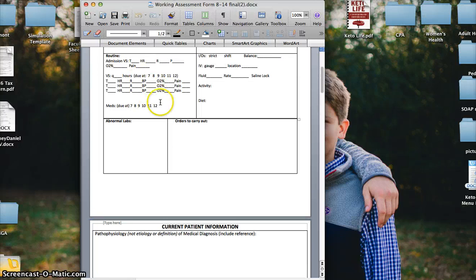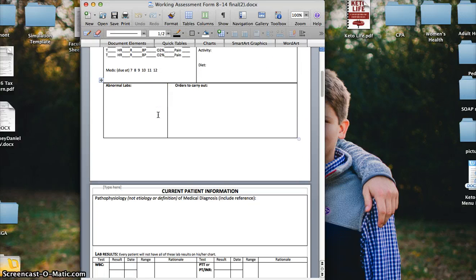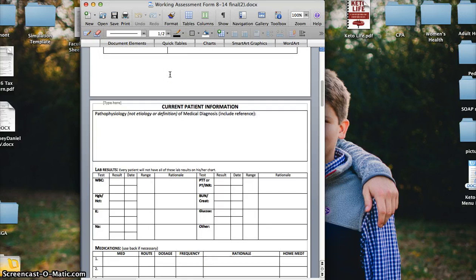Let me back up. The meds right here, until clinical week 3, I believe, I might be wrong about that, they're not going to have to do this. They are learning about meds in lab right now. They don't even know how to read it in MAR, so they're not expected to be able to know this.